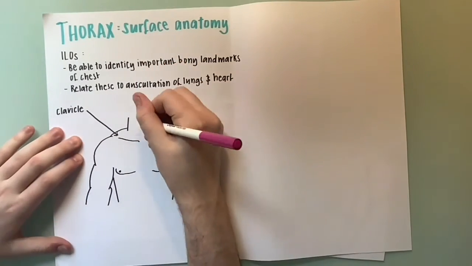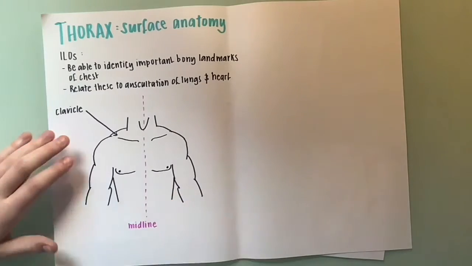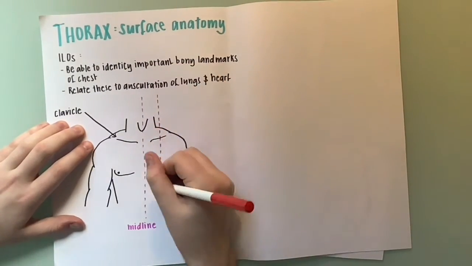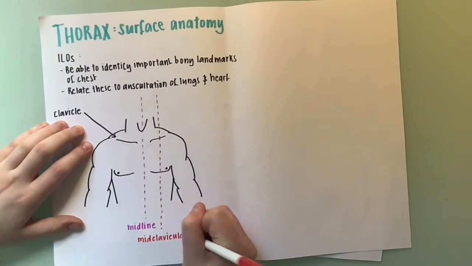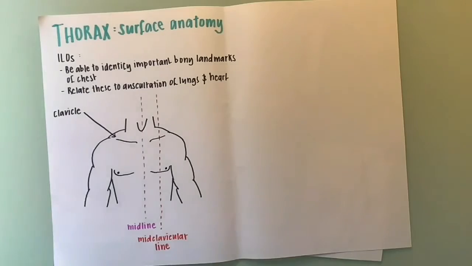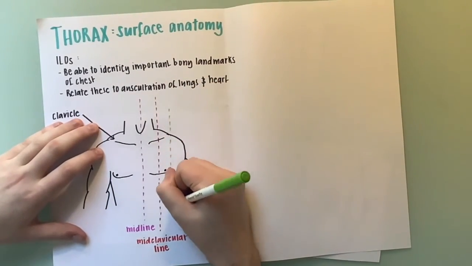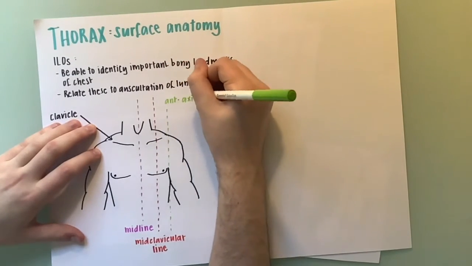We can draw an imaginary line down the centre of the illustration, and this is the midline or mid-sternal line. There's another line that we can draw down the illustration halfway through the clavicular body, and this is known as the mid-clavicular line. Also visible on this illustration is another line which is referred to as the anterior axillary line.